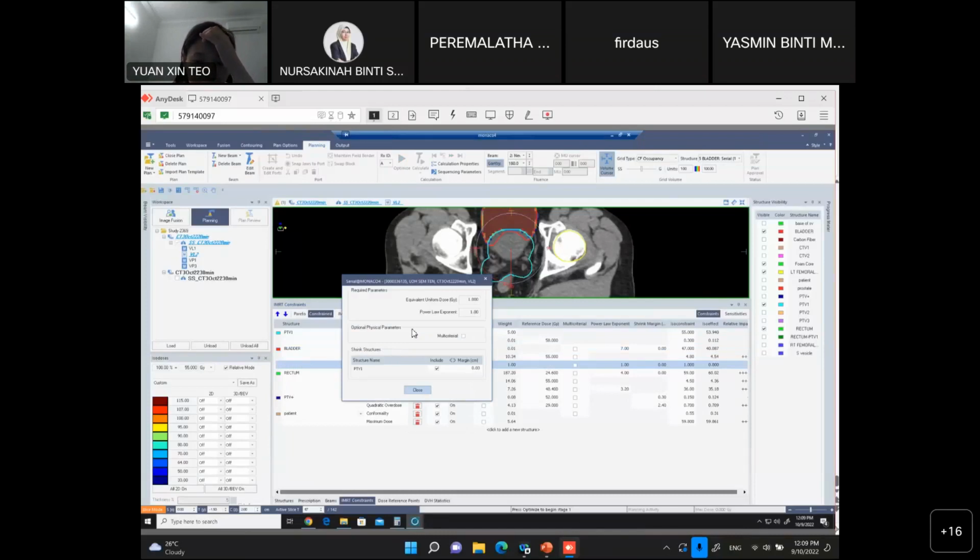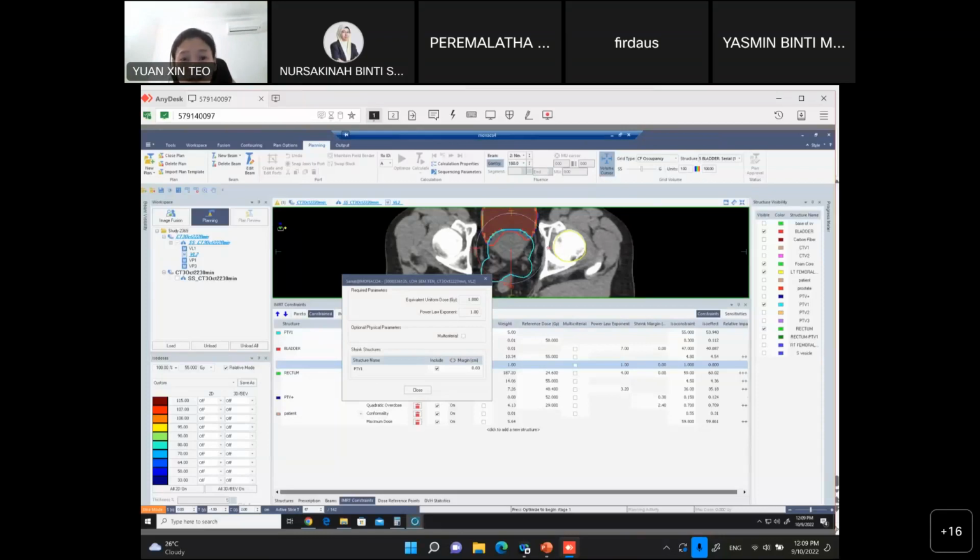Okay, for this serial organ, there is a power law exponent. This value is how we control the maximum dose to give to the organ at risk. For this function, the higher the number, the more you push the computer, making it very hard for you.